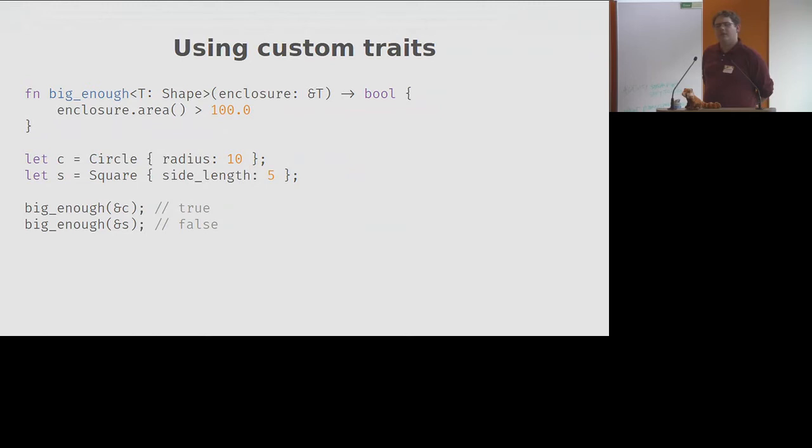You can have a Box of a trait. You can put it behind a reference as well? Yeah, you can put it behind. I guess sometimes you can just do a reference to a shape, but you can't, for example, have an enclosure that takes a shape by value without the reference because of the memory issues that I mentioned. Sorry about that.